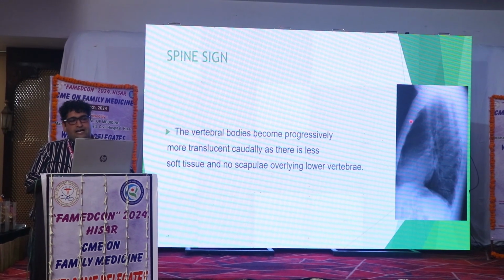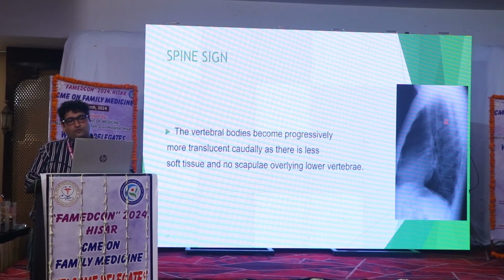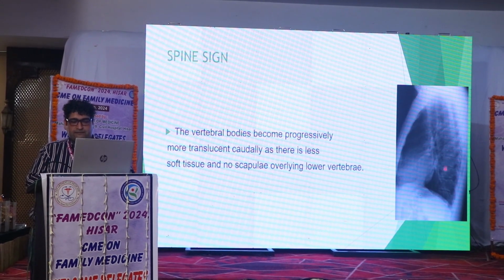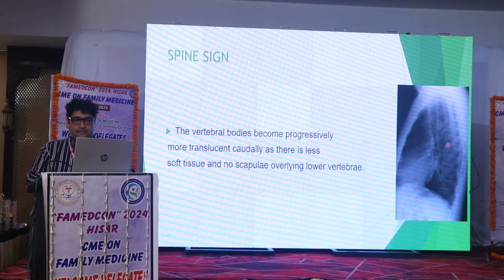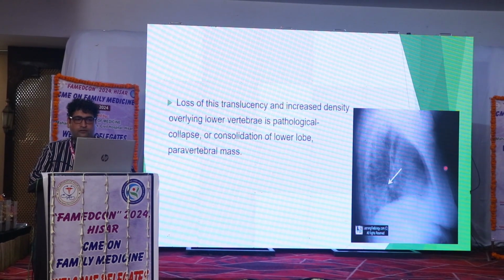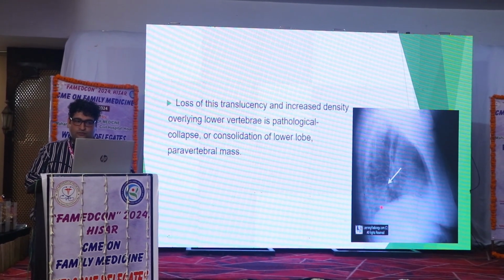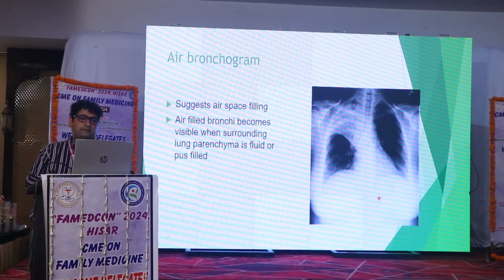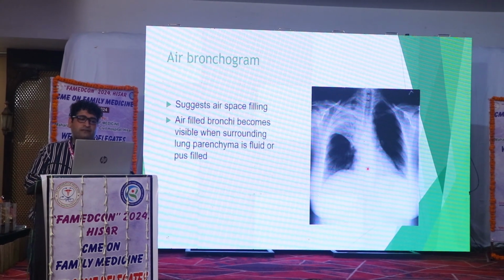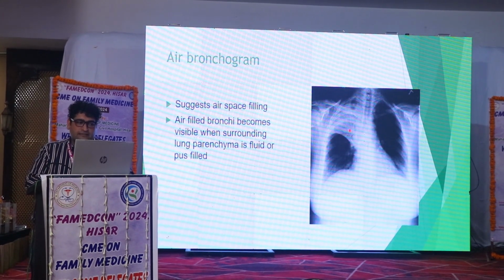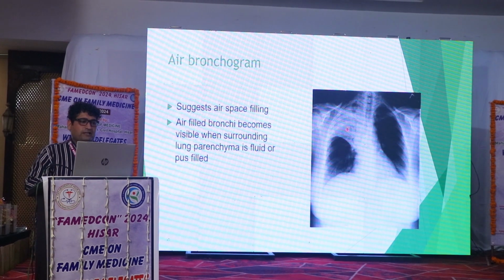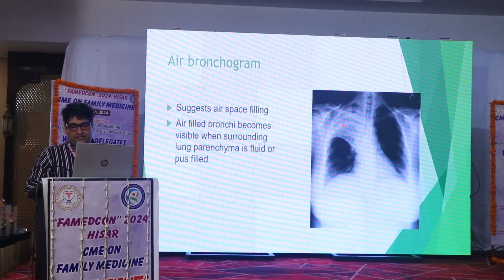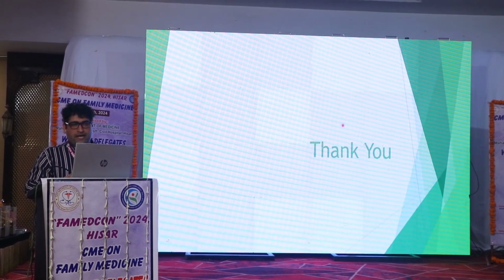Another thing, last, is the spine sign. Usually in the lateral view, the spine vertebrae can be seen very clearly, and they appear translucent. However, if they are not translucent, it means there is some pathology, some consolidation of the lower lobe. And coming last to the air bronchogram, it is very common that we can see air space filling. Air-filled bronchi become visible when the surrounding lung parenchyma is fluid or pus-filled, suggesting consolidation. Thank you.